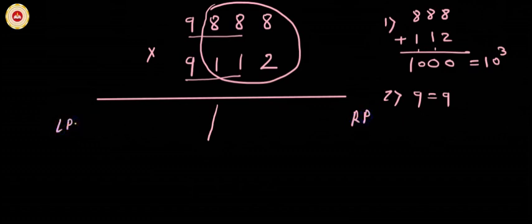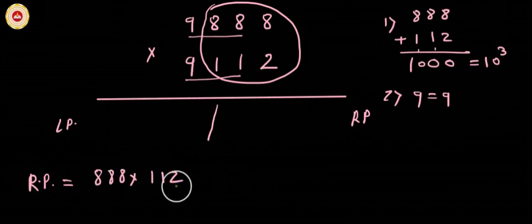Okay, now let us calculate right part. Multiply the digits whose sum is 10 or its powers. Which are those digits? 888 in multiplicand and 112 in multiplier. So let us multiply 888 multiplied by 112. Both of these numbers contain three digits. So let us apply Urdhva method.